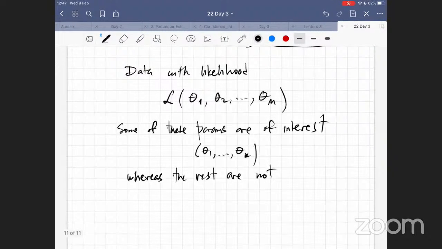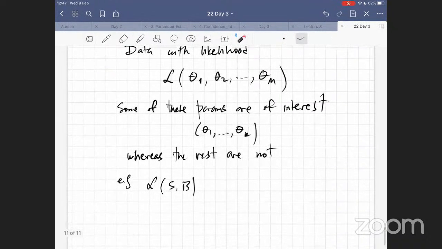When I say not of interest, I have a particular example where I have a likelihood with signal and background as parameters. I am interested in signal, while I'm not interested in making a statement about the background, but I do need the background in order to compute the likelihood, otherwise I cannot compute it. I am interested in making a statement about only one of them. These other parameters, which you need in any case in order to compute it, are called nuisance parameters, okay?